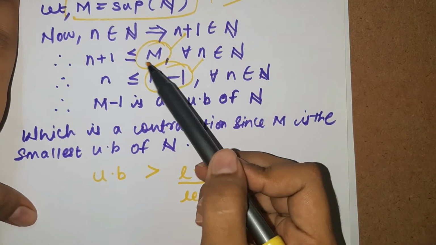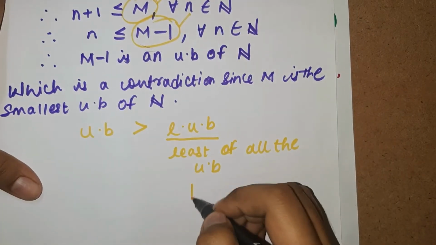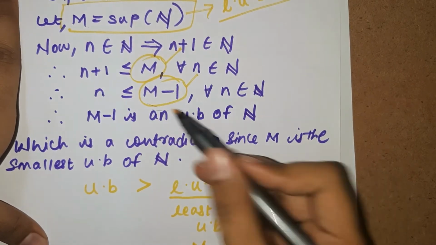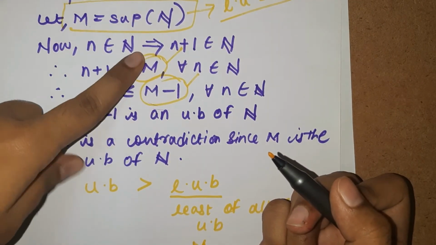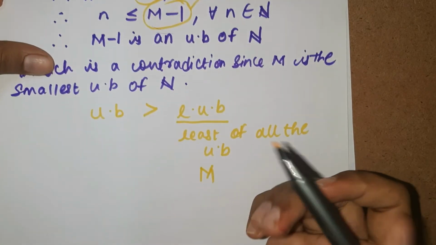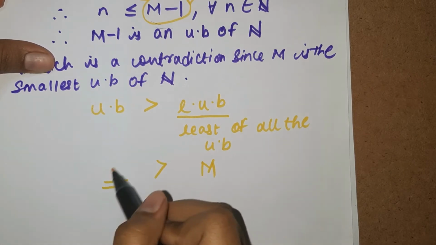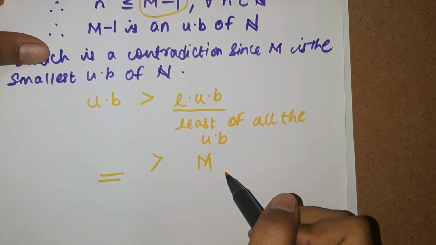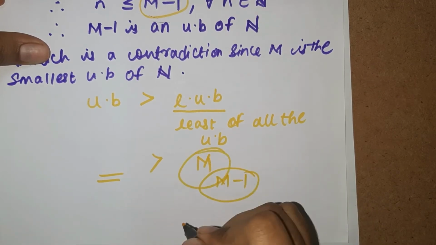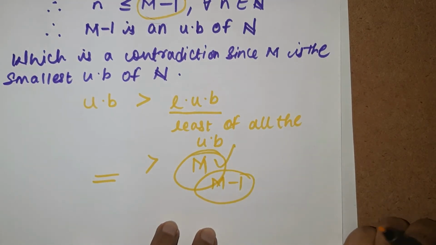Here we have m, right? What is this? We saw that it is the supremum of n, which means it's going to lie here. That is the least upper bound. What is m minus 1? m minus 1 is smaller than m, right? m minus 1 is going to be smaller than m, which means it cannot lie here. We don't know what is here, but we can't say that m minus 1 will also lie here and m will also lie here. It is not possible, right? Because m is the least upper bound.